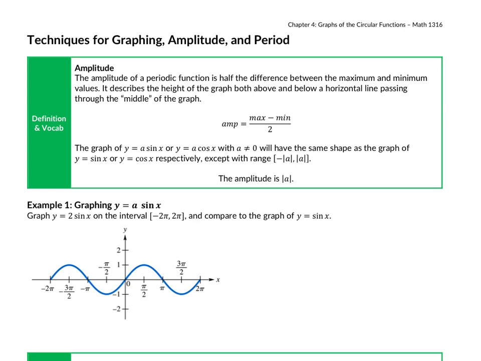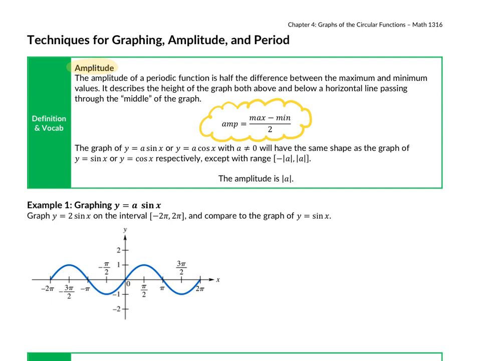The first one is called the amplitude of the graph. When we are adjusting the amplitude of the graph, we are talking about the distance, or half the distance, between the maximum and minimum values. It describes the height of the graph above and below the horizontal middle line. So you can think of it as the height of a peak or the depth of the valley for each of the sine and cosine waves.